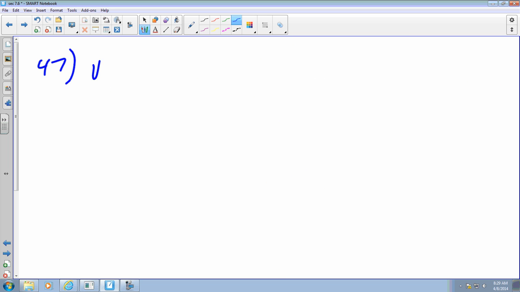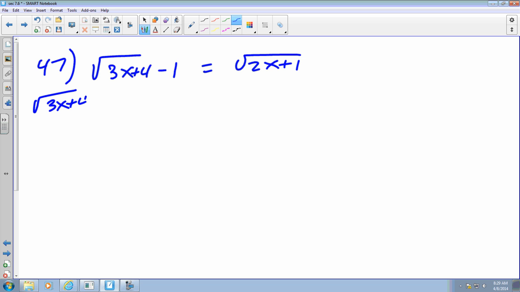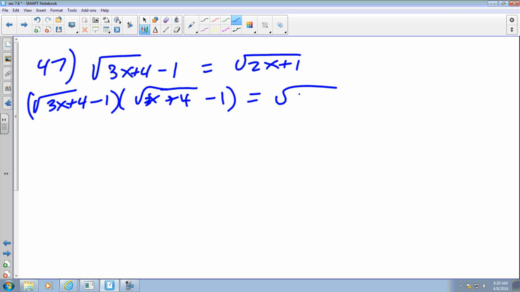47, I have the square root of 3x plus 4 minus 1 equals the square root of 2x plus 1. Again, we have the radicals already split, so we're going to square it, which gives me the square root of 3x plus 4 minus 1 times the square root of 3x plus 4 minus 1 equals the square root of 2x plus 1 squared. Make sure it's under the radical.